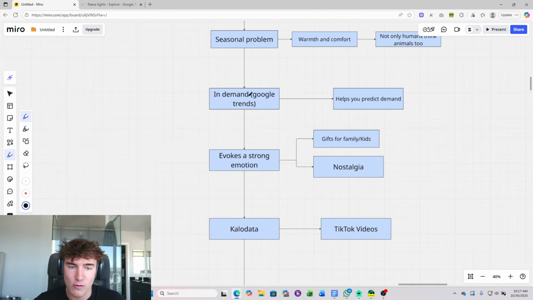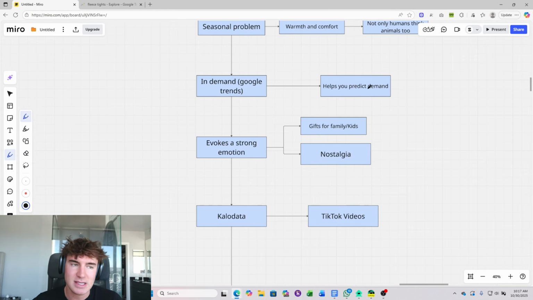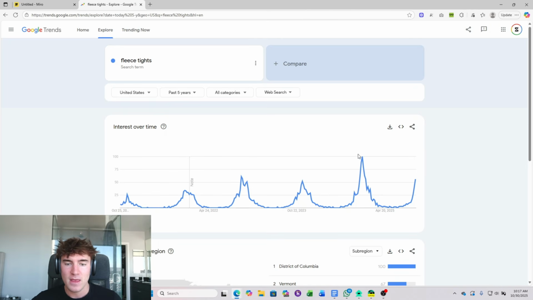The next thing we'll go over is in demand via Google Trends. So basically what this will do is it will help you predict the demand. So this is a really trending product right now. It's the fleece tights. I've talked about this a decent amount. But as you guys can see, every single time around late September and early October, this product starts to trend up. And you guys can see that it's been doing this year over year. And even this year right now, it's trending up again.